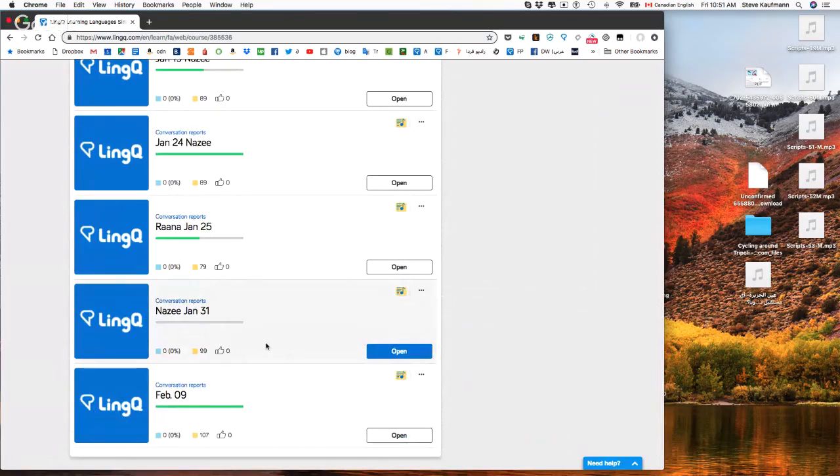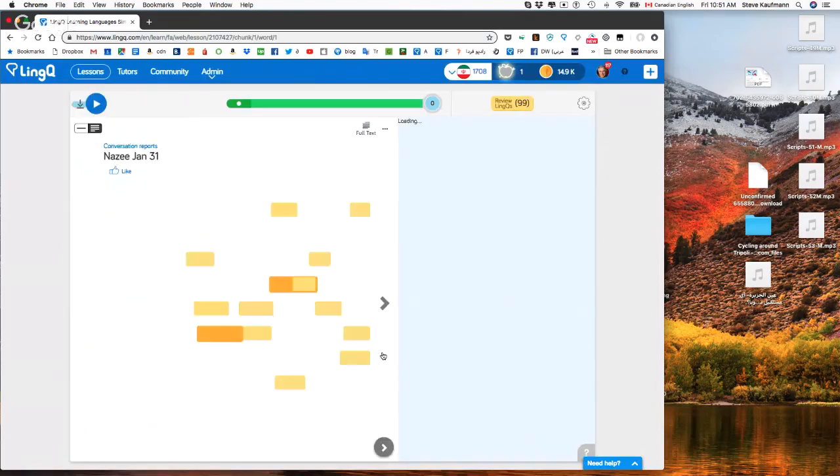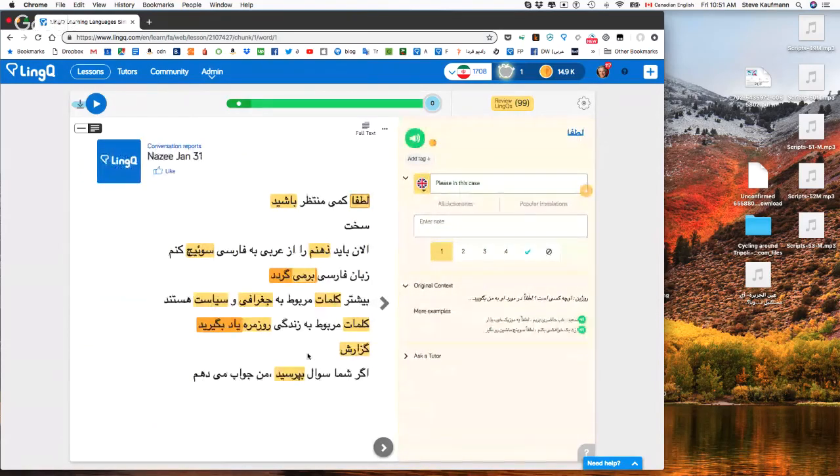Okay, now let's have a look at what one of these looks like. So if we open this one here with Nazi, let me just let it come open here. Now, the first thing is that it comes with sound.